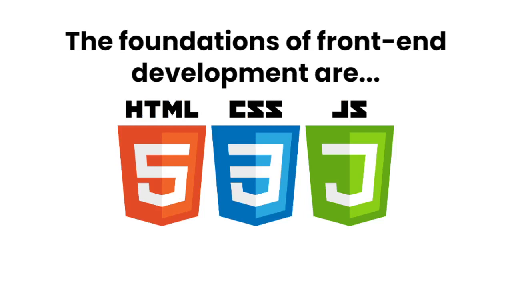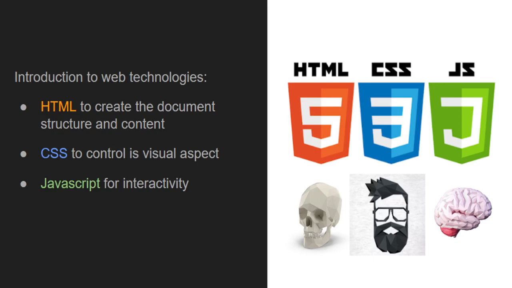The foundation of front end development is HTML, CSS and JavaScript. All these three things make up the front end development. So, introduction to web technologies. HTML is used to create the document and structure of the content. We have this markup language called HTML, which is used for creating the document structure and content of our web page. Then we have CSS, that is cascading style sheets, to control its visual aspects, that is how the page should look, and if we have to make it more visually attractive, we make use of CSS.